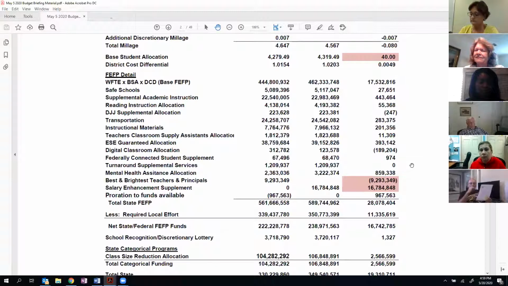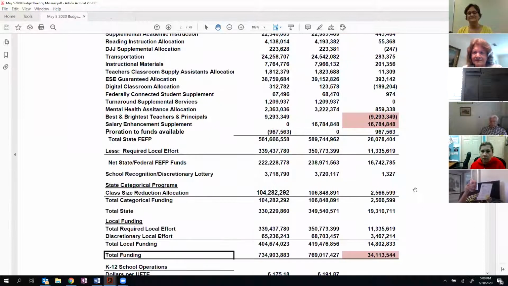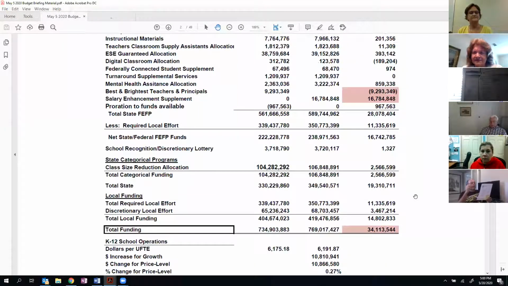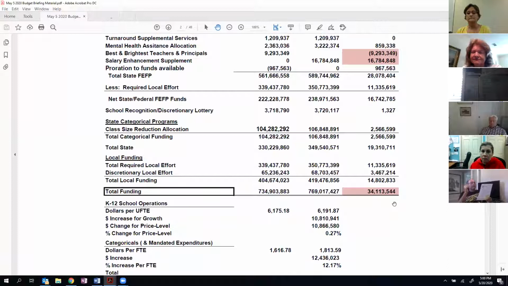I'm trying to think of the number. I think it was 47.5 was the base they were looking at. In order to do that, they made a little bit of changes. We had the best and brightest teacher and principal bonus. They removed that, put that money into the salary enhancement supplement. But overall, we were looking at about a $34 million increase for Lee County, which is pretty good for us.